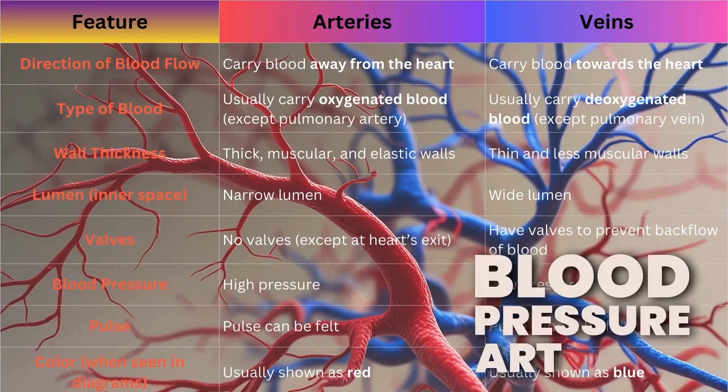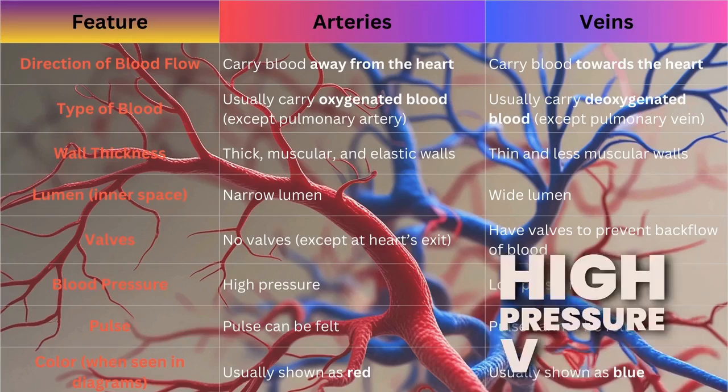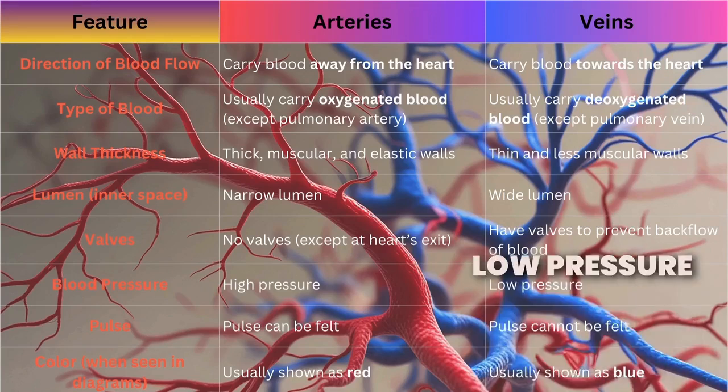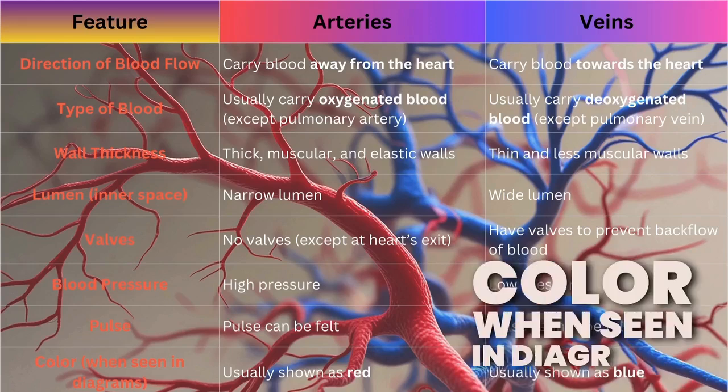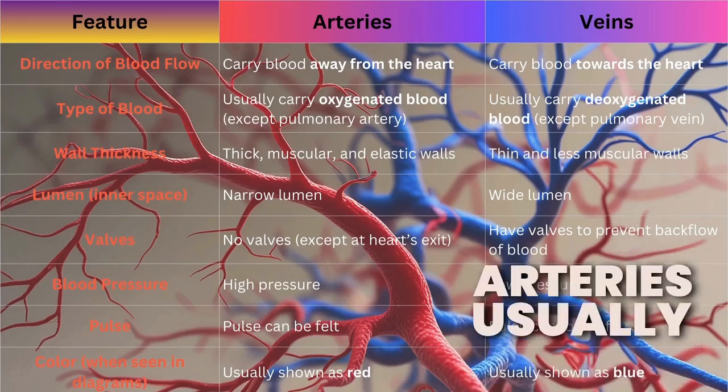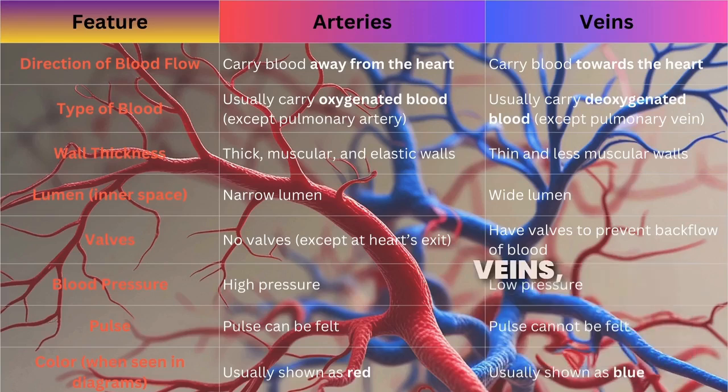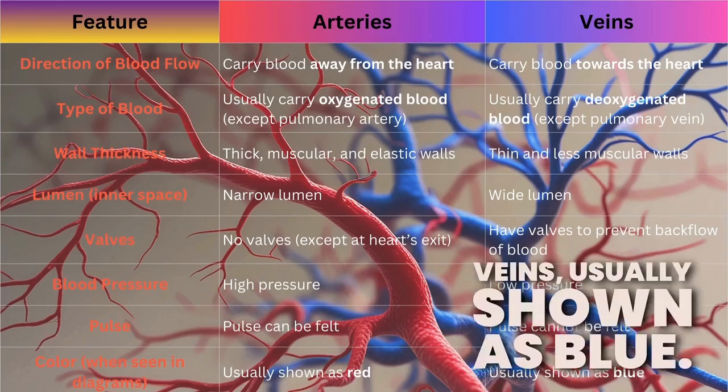Blood pressure. Arteries have high pressure. Veins have low pressure. Pulse. In arteries, pulse can be felt. In veins, pulse cannot be felt. Color, when seen in diagrams. Arteries are usually shown as red. Veins are usually shown as blue.